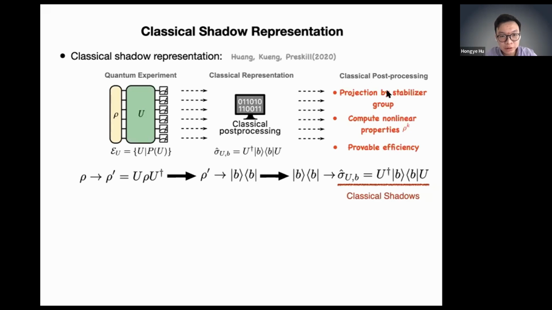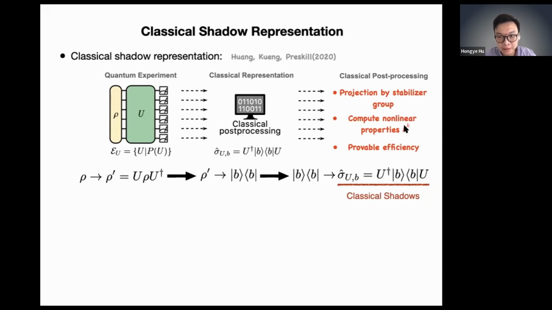Since the projection by a stabilizer group on a stabilizer state can be efficiently calculated on a classical computer, if we have the classical shadow representation of this final noisy quantum state, we can efficiently project it to the logical subspace without expanding the projection operator. And this can be carried out in the data post-processing phase. Also, nonlinear properties such as rho to the kth power can be calculated.